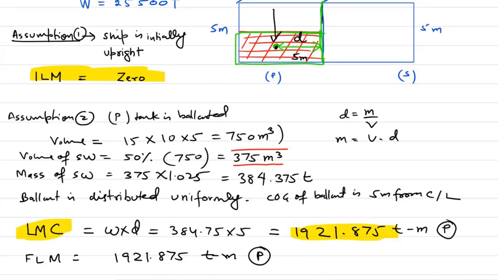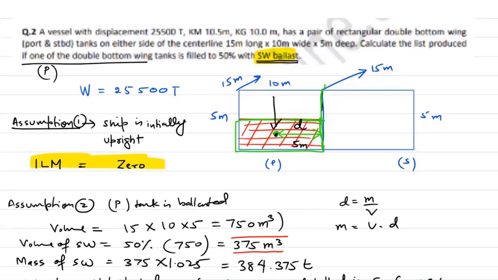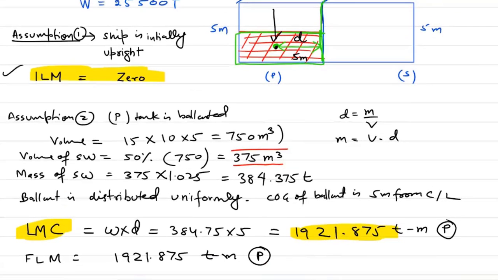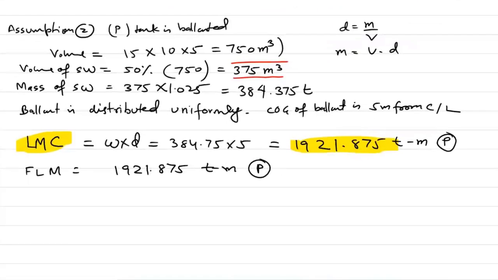Now, for example, if I need to modify this question, if I'm saying the vessel is initially listed by 2 degrees to port, you can still do it. All you have to do is calculate this. But here, he has made your life easy. He has not stated anything, so we have assumed that the ship is initially upright. Clear? So we have the final list moment.